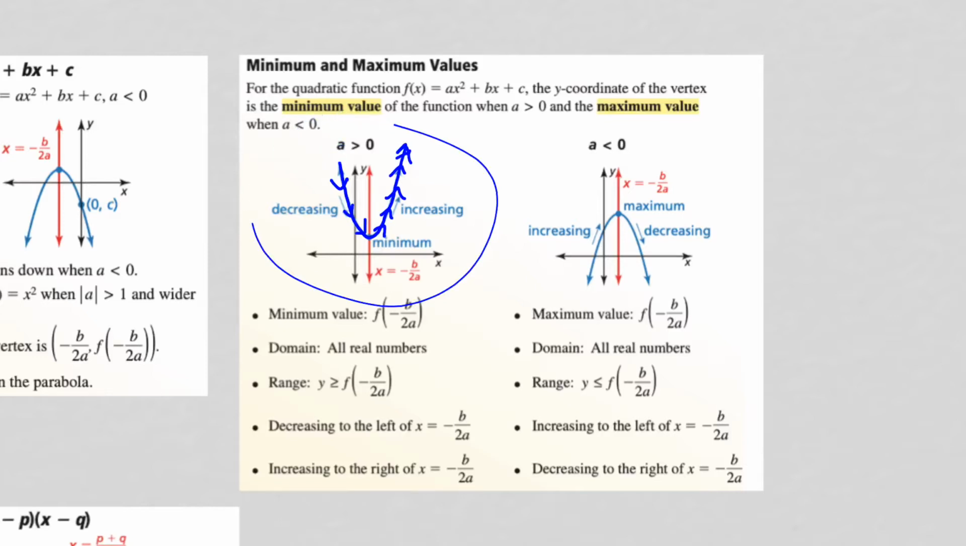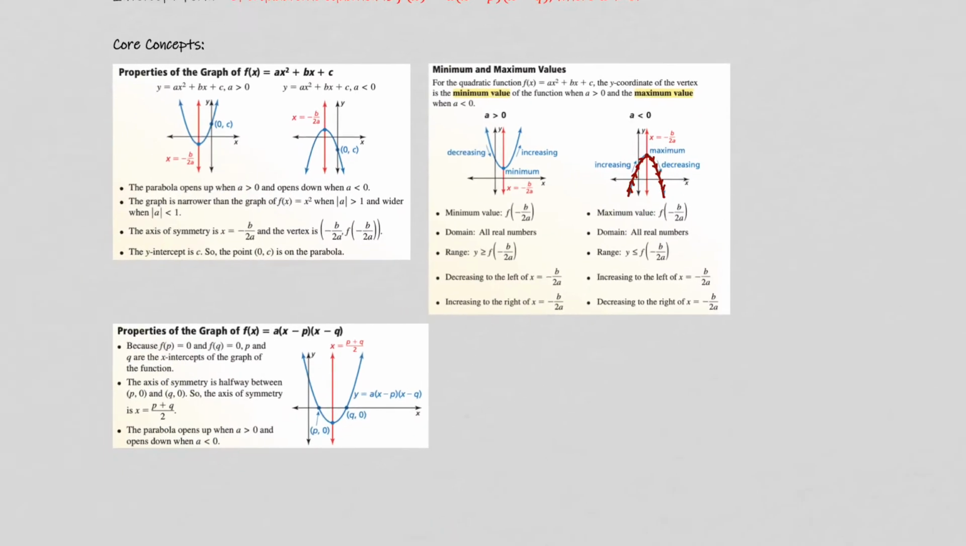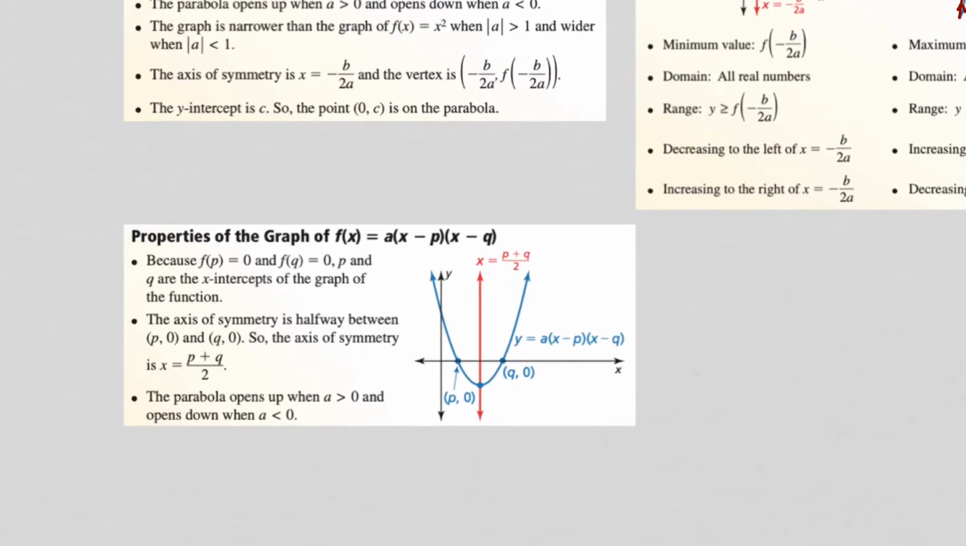And then the same thing goes for when a is less than 0, so it's reflected. Reading it from left to right, I'm going up. These are little arrows I'm drawing. Then you hit your vertex, and then you start going down as you read from left to right. So as it goes up, that's increasing. When it goes down, it's decreasing. So it's increasing on the left side of the axis of symmetry and decreasing on the right side. Okay, and we'll get to this part later.